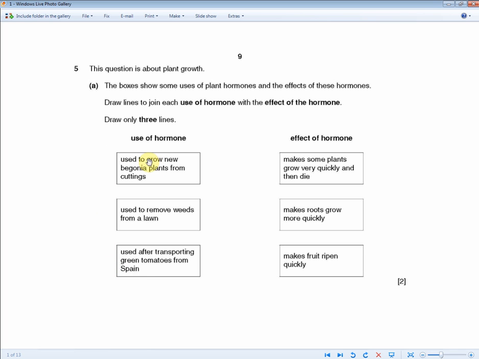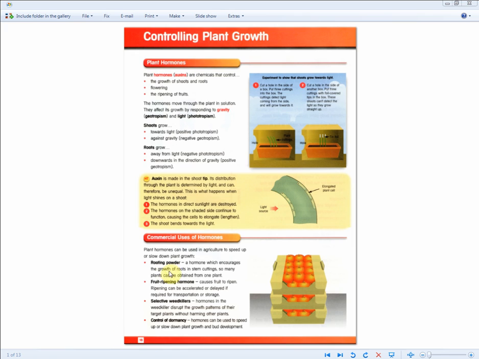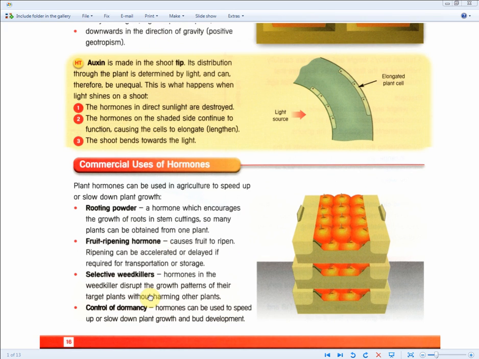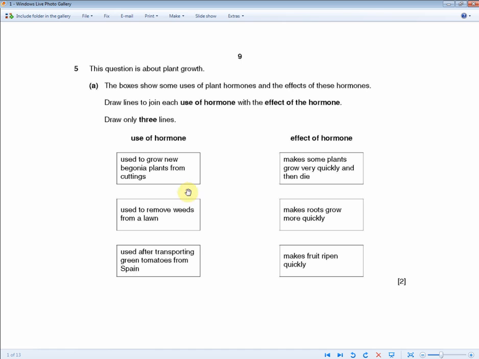So look for the keywords in here to then compare from the revision guide here where it talks about the commercial use of hormones, because the words used are not exactly identical, so you kind of have to use your understanding and search for it. So if we're returning back to the exam question, the keyword here is cuttings, the keyword here is weeds, and the keyword here is transport. So for cuttings, we want to know which of these 3 matches.